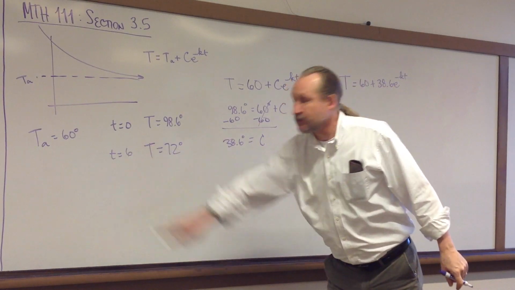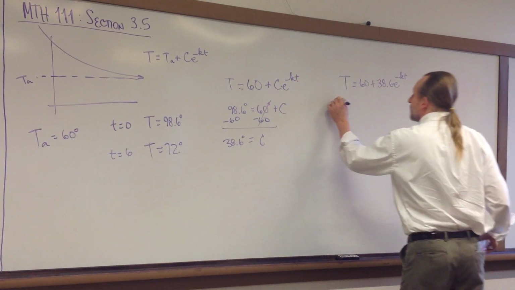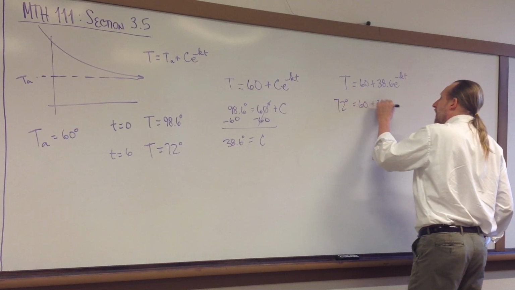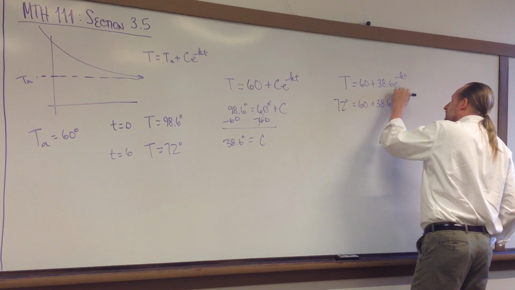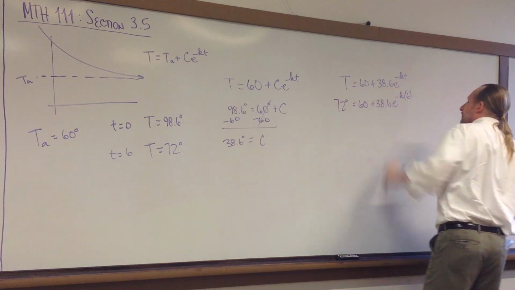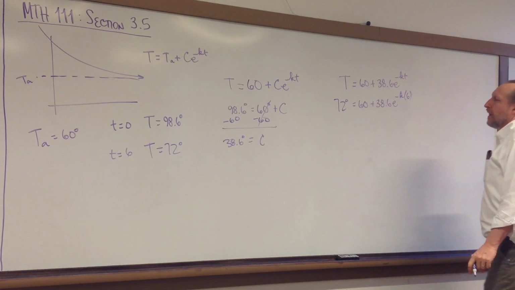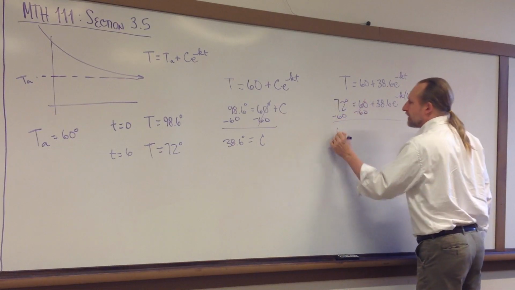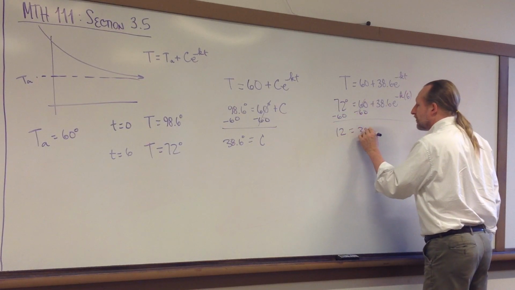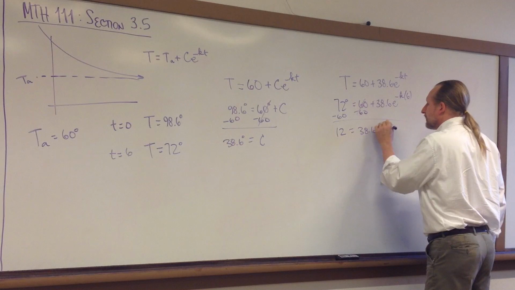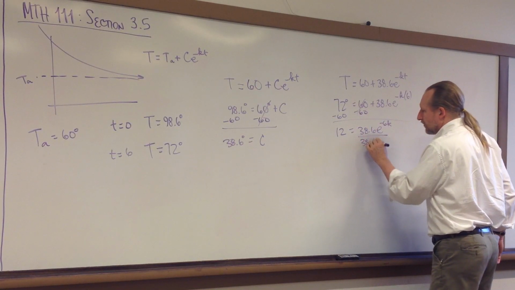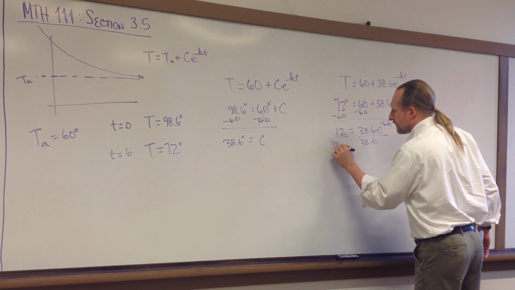Now we come back and use this information. The temperature is 72 degrees after 6 hours. So we'll put the 6 in there for t. So let's subtract the 60 on both sides. So that's going to be 12 equals 38.6 e to the minus 6k. And then divide on both sides by 38.6.